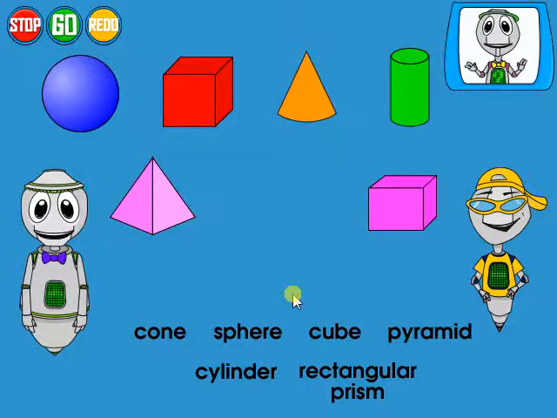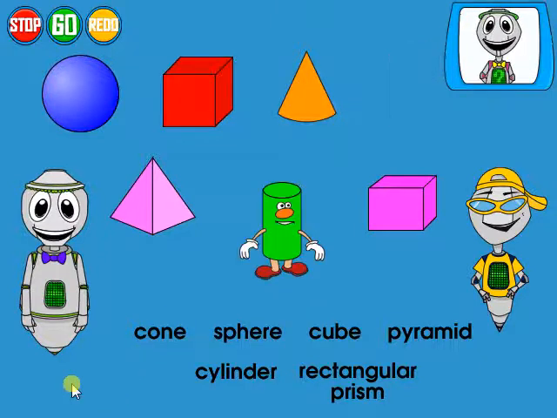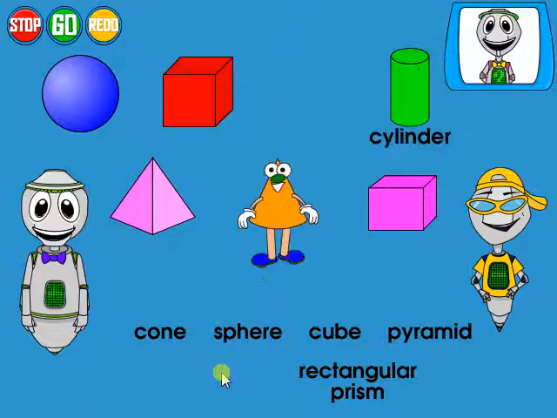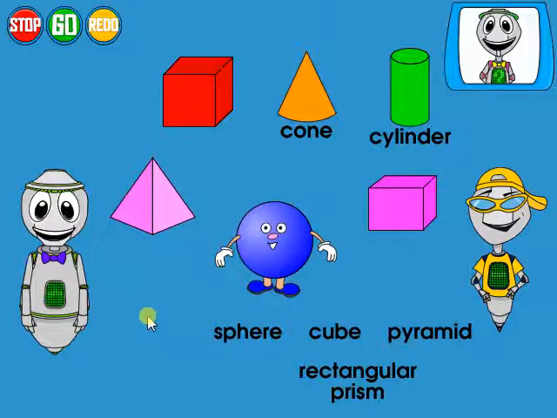Look at these three-dimensional objects. As each one asks, you click on its name. Click on my name. I am a cylinder. Click on my name. I am a cone. What about my name? Click on my name.